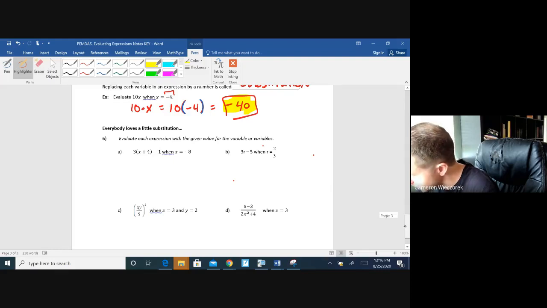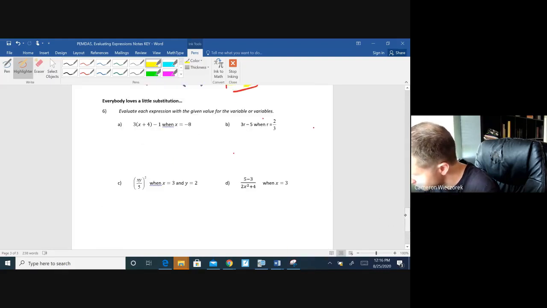Try some other ones down here. So the directions say evaluate each expression with the given value for the variable or variables if there's more than one. So in part A, we have 3 times the quantity x plus 4, and then -1 outside the parentheses. Everywhere we see x, we're going to substitute in the number -8. So I see 3, parenthesis. In for x, I'm going to sub in -8. And I have +4 -1.